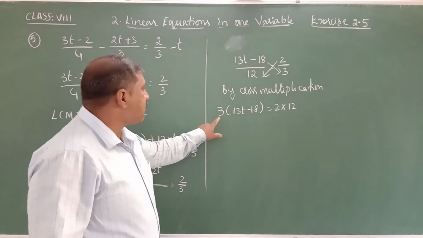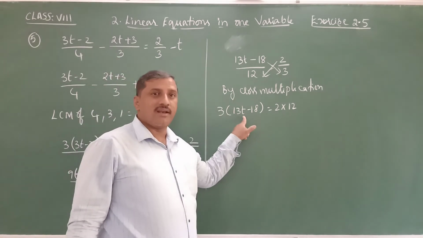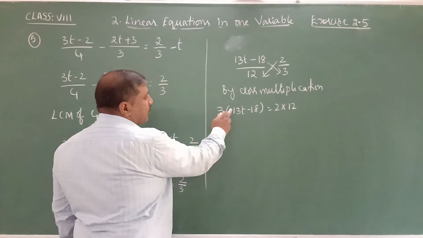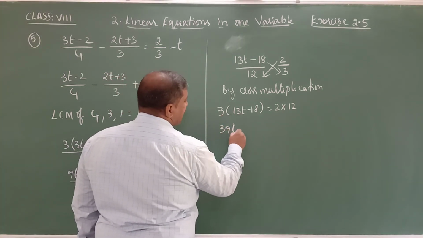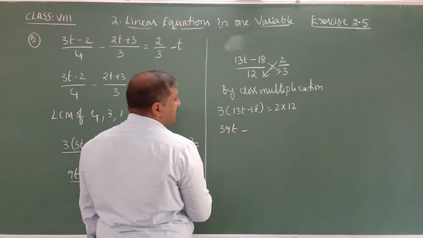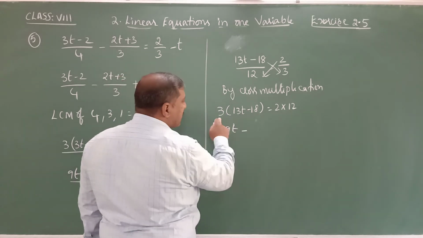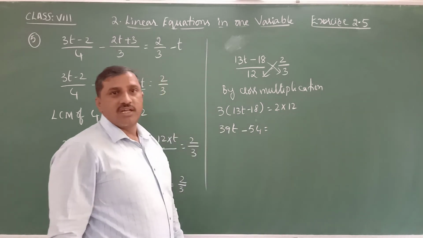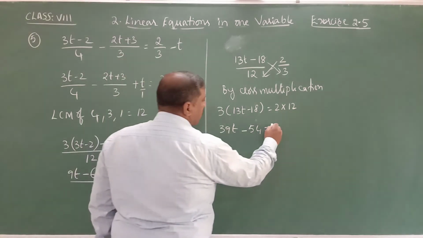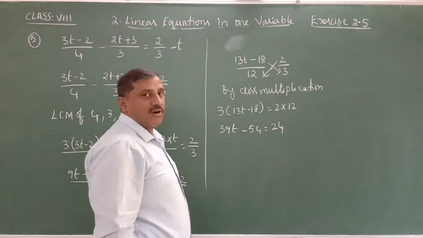So again we have a monomial and binomial. Multiply this. Plus into plus is plus, 3 into 13, 13 3s are 39t. Plus into minus is minus, 3 into 18, 18 3s are 54. That is equal to 2 into 12, 12 into 2 is 24. So now we have the simpler form.